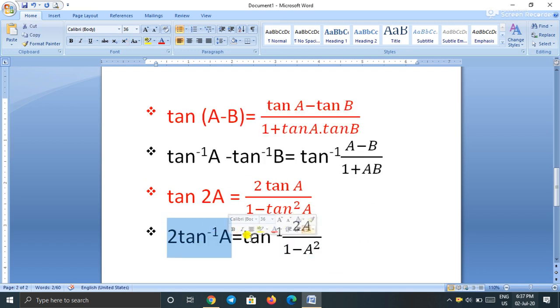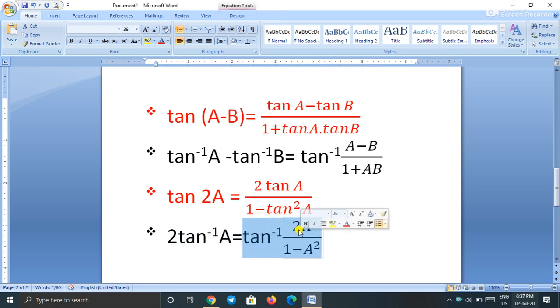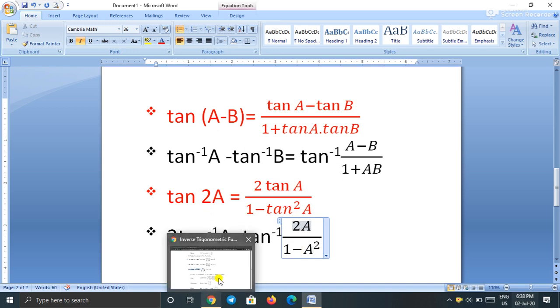2 tan inverse a is equal to tan inverse 2a upon 1 minus a square. In place of tan a, it is equal to a, and in place of tan square a, it is equal to a square. This is the way how we will learn the formula of inverse trigonometric function with the help of circular trigonometric function.